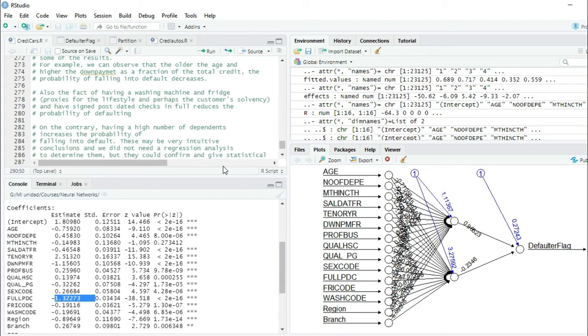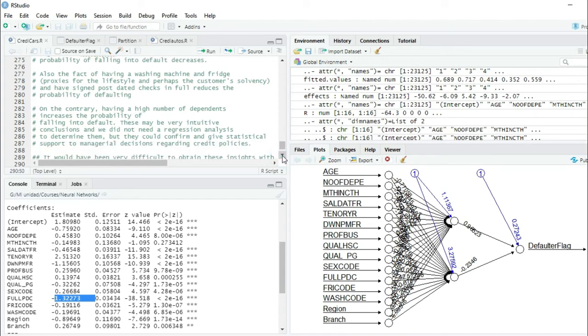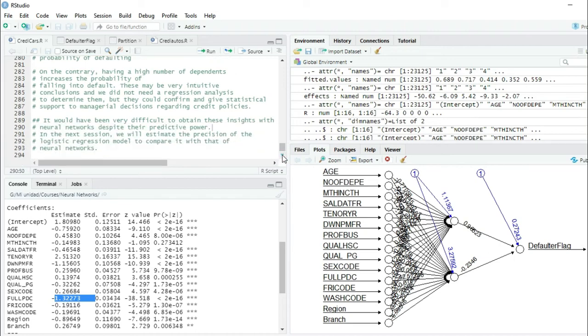And probably the things that I have already said may be very intuitive conclusions, and we did not need a regression analysis to determine them, but the regression analysis could confirm and give statistical support to managerial decisions regarding credit policies. It would have been very difficult to obtain these insights with neural networks, because in that case you cannot interpret the coefficients, despite the predictive power of the neural networks.